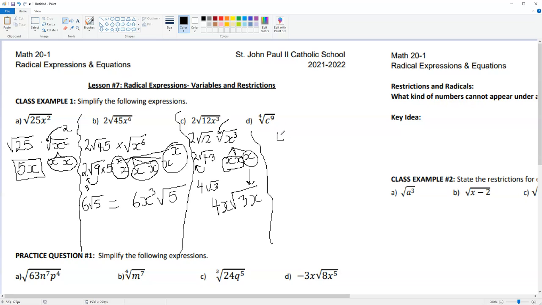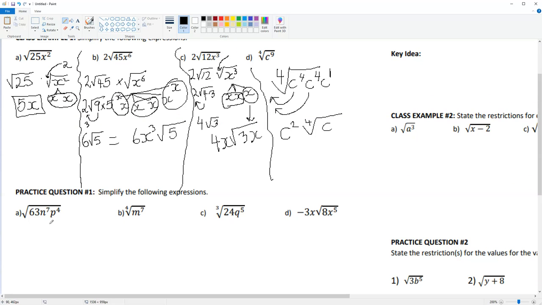So what I'm going to do is I'm going to rewrite c to the power of 9 as c to the power of 4, c to the power of 4, c to the power of 1. Okay, and this is still c to the power of 9. It's just written in a different form. Now I know that I am allowed to pull out one c, and I can pull out a second c. So my final answer, I can't do this c, I'm not able to pull it out, but my final answer is c squared, fourth root, c. That's it.